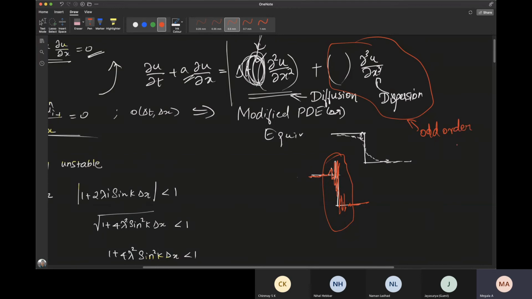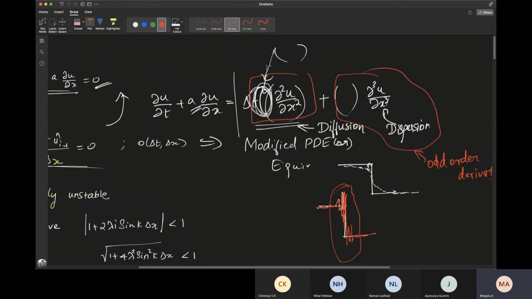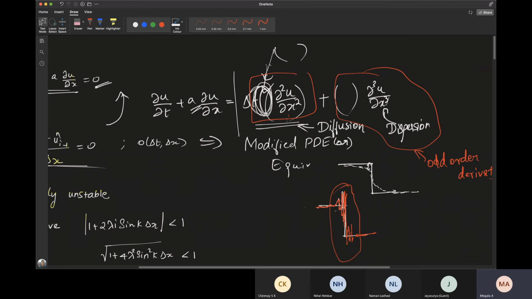Odd order derivatives will contribute to dispersion, and even order derivatives will contribute to diffusion. So if the highest order term in your scheme is second order, that is even order, then you will have more diffusion than dispersion. And if your highest order term is odd order, then you'll have more dispersion than diffusion. So this is one thing.